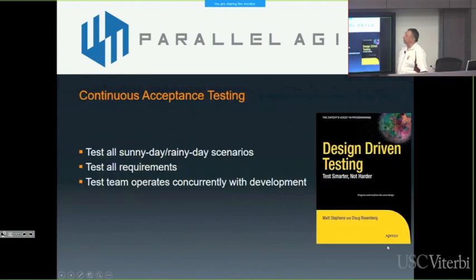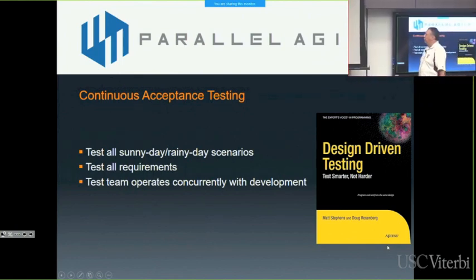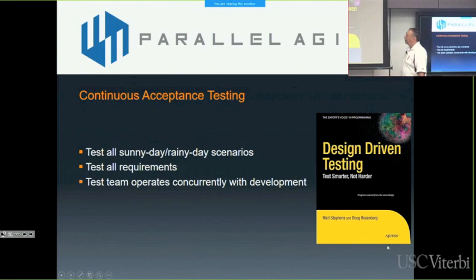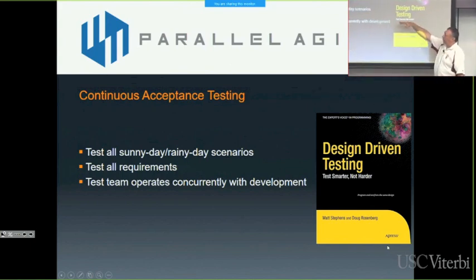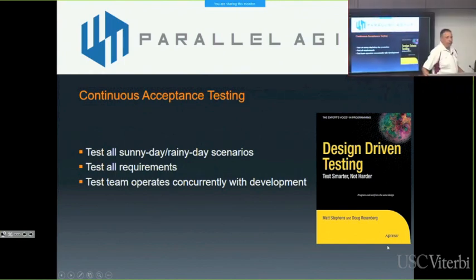Another one of my books is called Design-Driven Testing, and it has strategies in it for when you write use cases and you detail out the sunny and rainy day paths through that use case. You have to test all those branches. It has strategies for testing all your requirements. And what we've been doing on our projects is having the test team work concurrently with the development team.